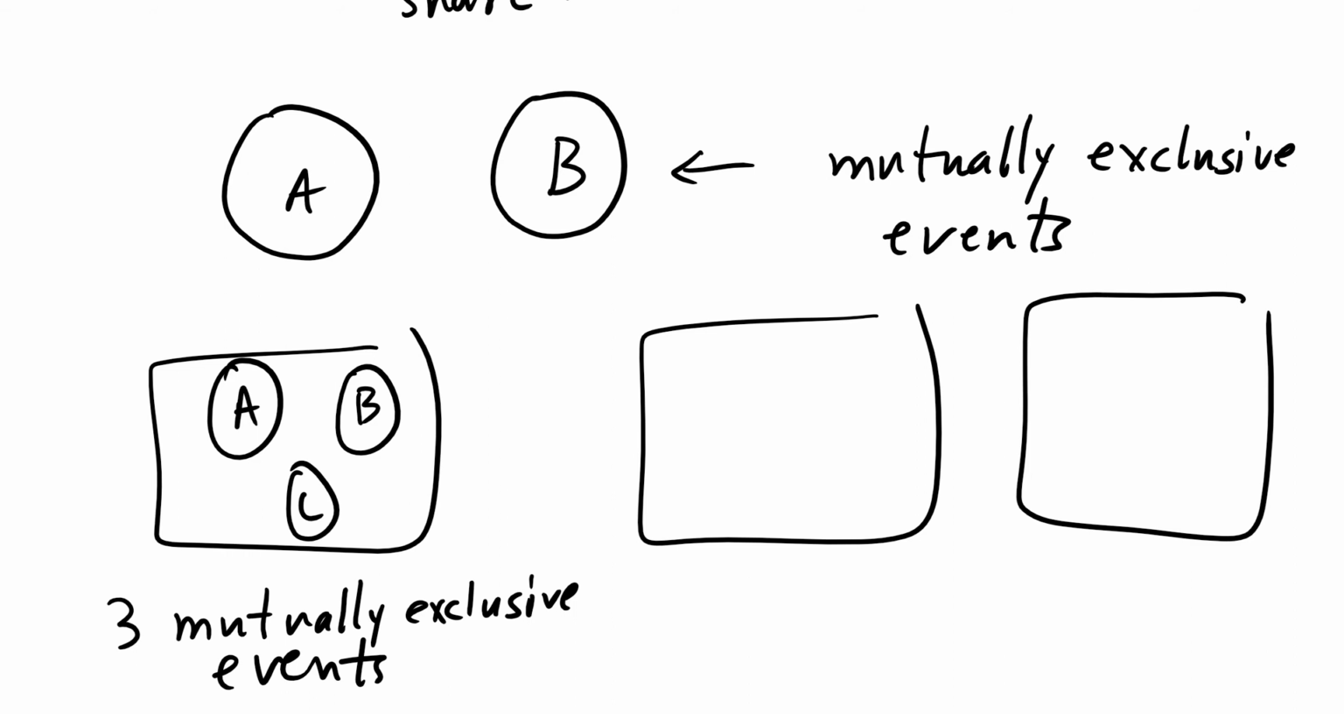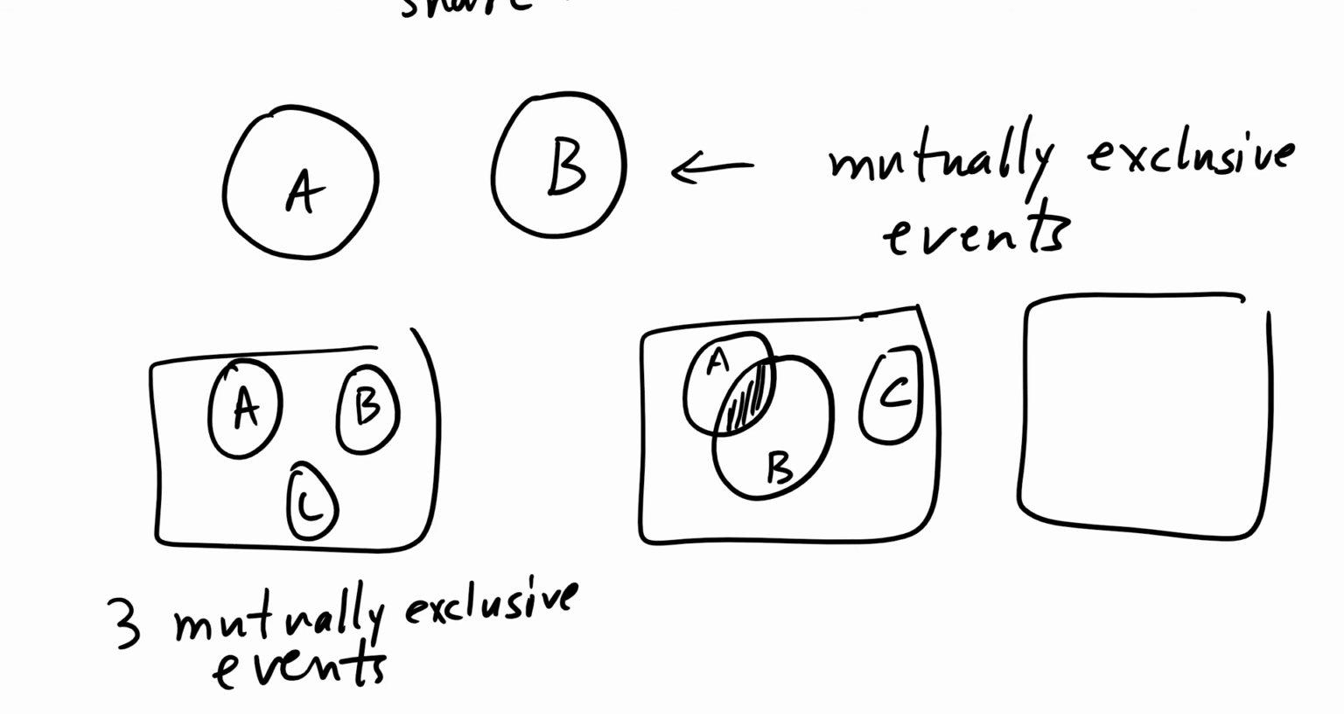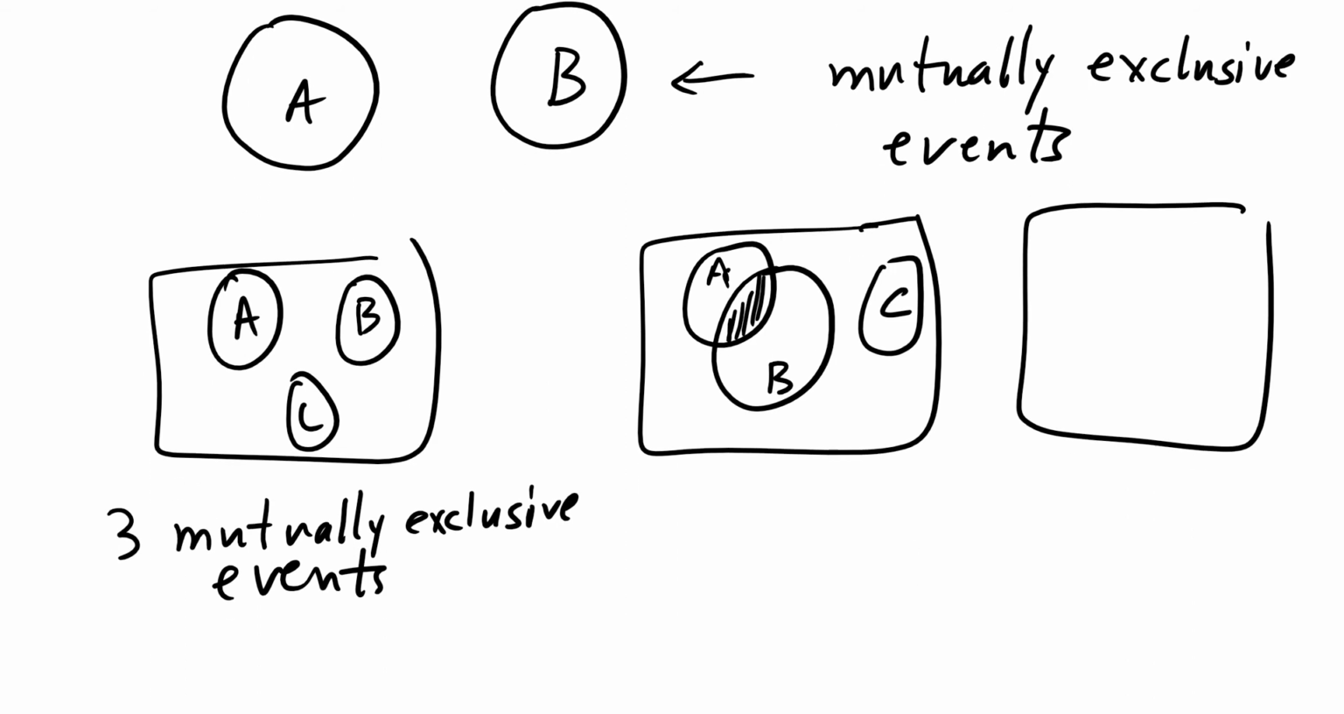Now what about if 2 events overlap and the third is not overlapping? So you have event A, event B, event C. See, they have something in common, but not all of them at the same time. So what do we call it in this case? We call it 3 non-mutually exclusive events.